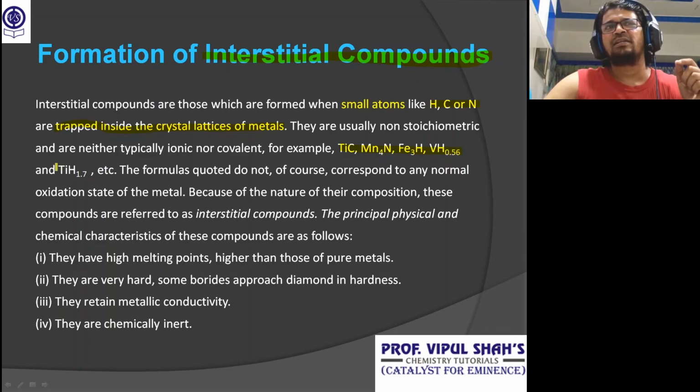VH0.56, titanium hydride TiH1.7. So these are again the same. It is either carbon or nitrogen or hydrogen which goes in because of the small size, but not in a fixed ratio. Alright, so occupying the in-between spaces, the compounds which form these interstitial hydrides, or with carbon carbides, or with nitrogen nitrides, have high melting points, they are harder, they have good metallic conductivity, and they are also inert. Clear? That's one.